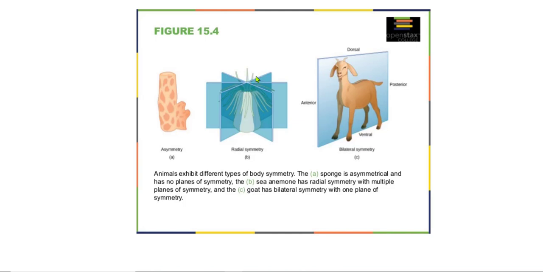Radial symmetry, this is called radial symmetry. This is one plane, two plane, three plane, radial symmetry.